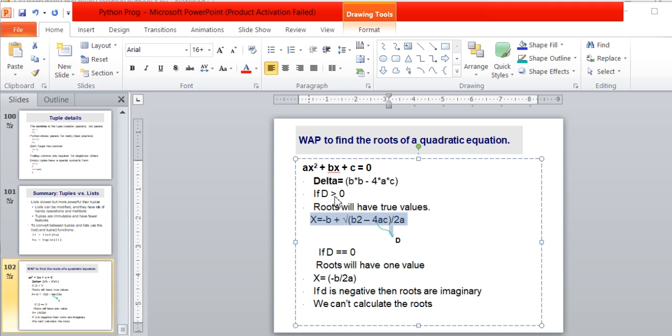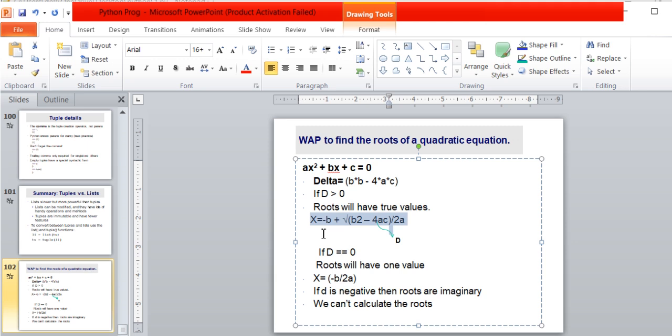Now we are putting conditions. If delta is greater than 0, the roots will have two real values. Then we find the value of x equal to minus b plus square root of b square minus 4ac, the whole term divided by 2a. Here b square minus 4ac is nothing but delta, so we can directly put the delta value here.